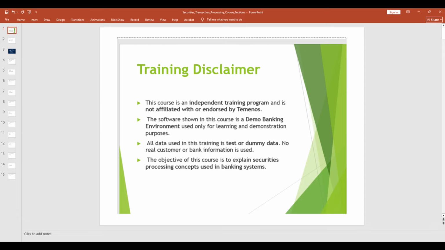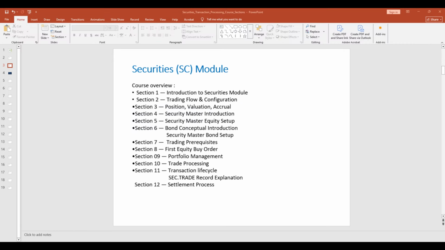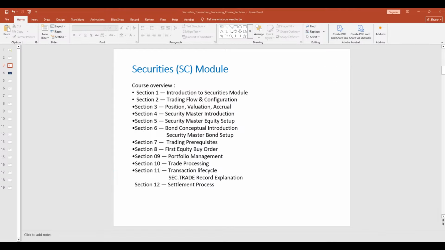Hello everyone and welcome. If you are learning the Temenos T24 Securities module, this course will help you understand how securities transactions are processed inside the system. In this course, we walk through the complete life cycle of a securities transaction from the initial setup all the way to final settlement. Let me quickly show you the structure of the course.